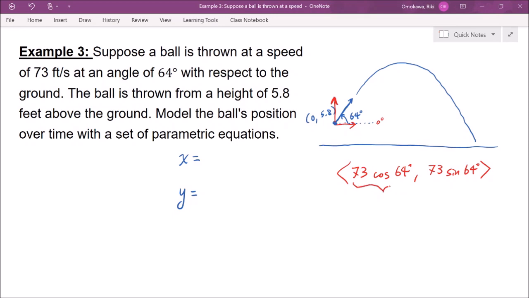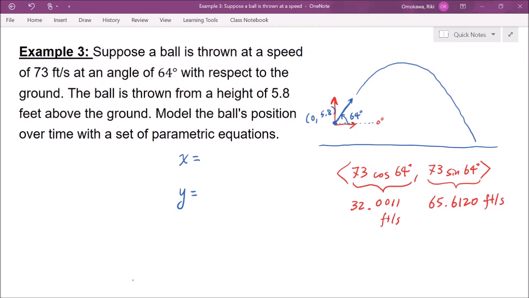And the horizontal velocity is around 32.0011, so almost 32 exactly. By the way, what is this? This is feet per second. And then the vertical velocity is around 65.6120, again, feet per second. So we've broken down the original velocity vector into horizontal and vertical velocity.